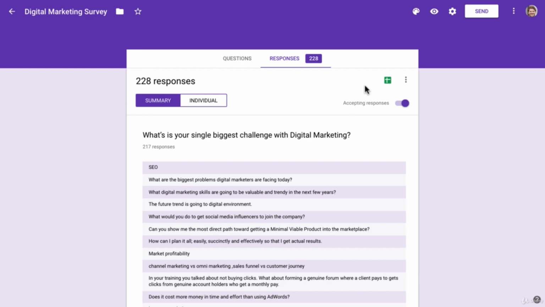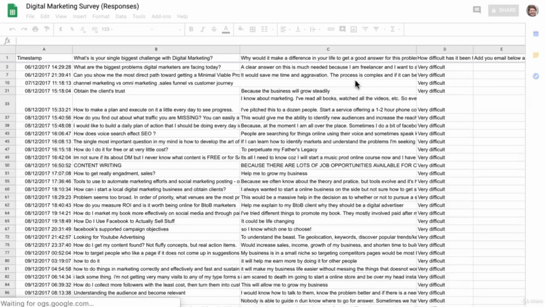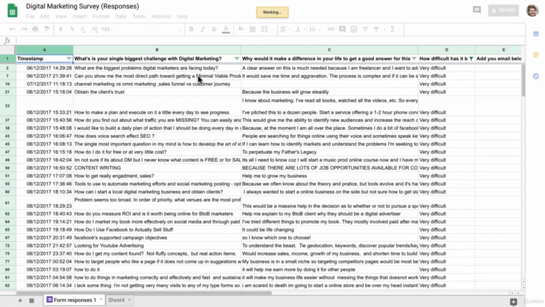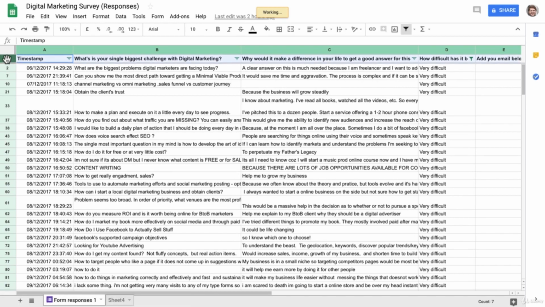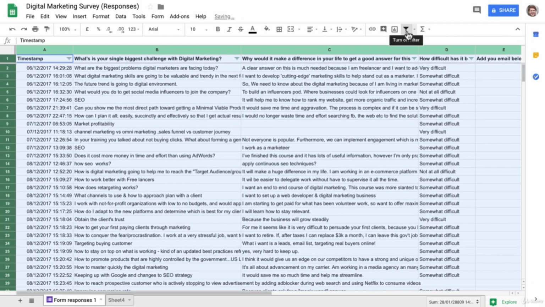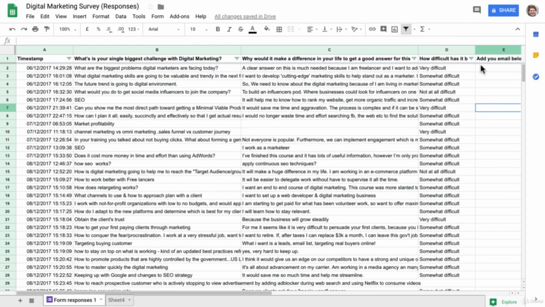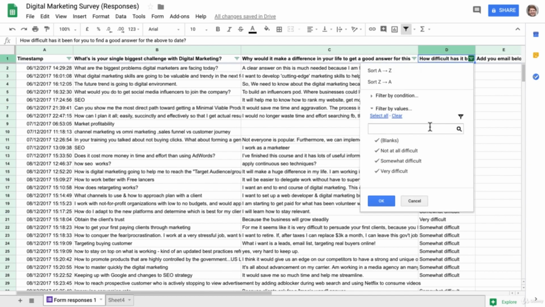So to look at it on a deeper level and really analyze it, I would recommend you view the responses in Google Sheets. Open that up right away. The first thing you want to do is select the top row here and put on a filter. The reason is that we want to filter down our responses and look at just the responses that say people have a problem that they found very difficult to resolve.